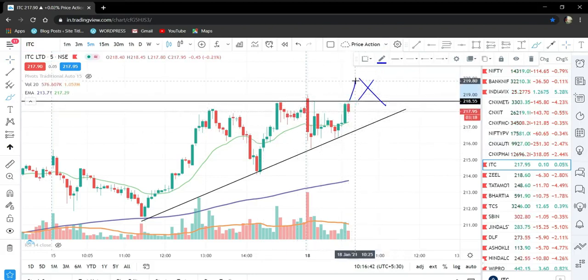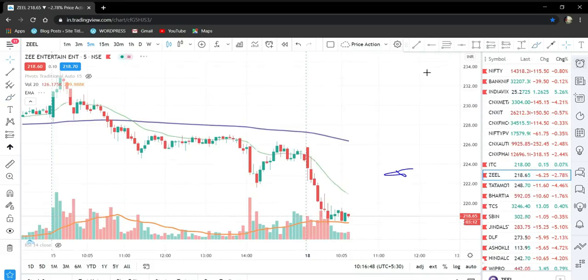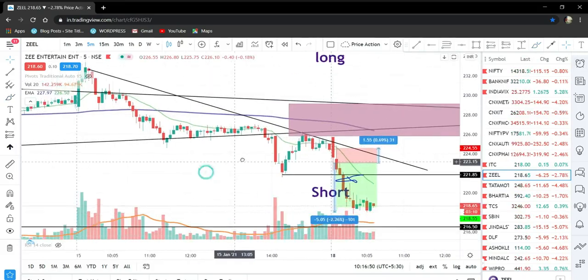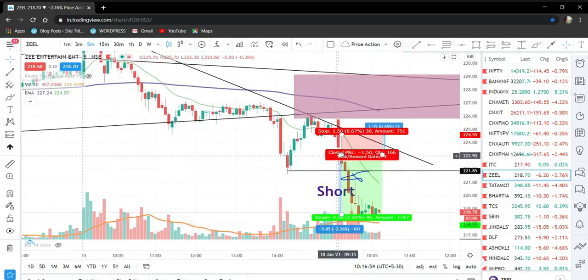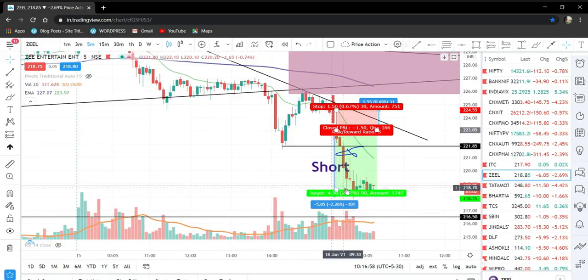So if this does give a breakout with high volume, then I can take a trade in this stock. The next one is Z Entertainments. Now I had personally taken a trade in Z Entertainments, and you can see that this was about my entry price. My stop loss was around here, and my target was at this point.